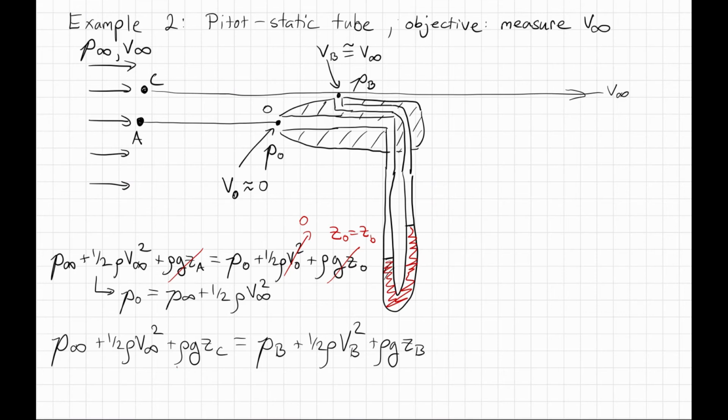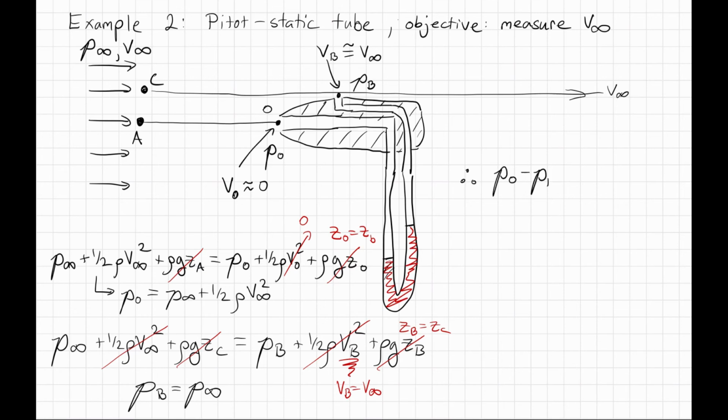Again, because of the way I've selected these streamlines, the vertical height change is zero in this case, and thus that term cancels. The velocity at B is pretty close to V infinity, so that term cancels on both sides of the equation, and you find that the pressure at point B is exactly the same as the pressure at infinity.